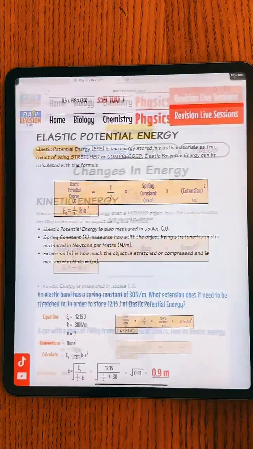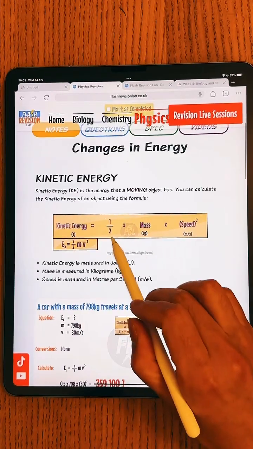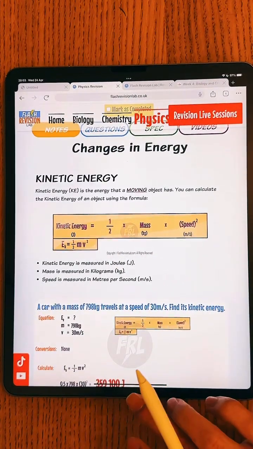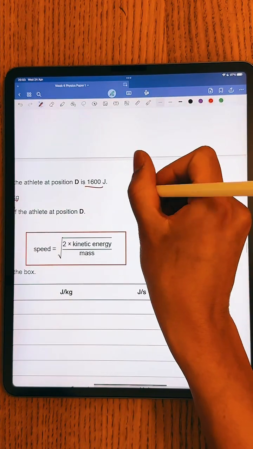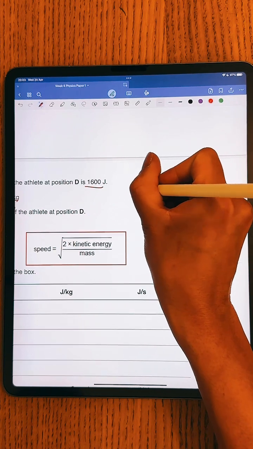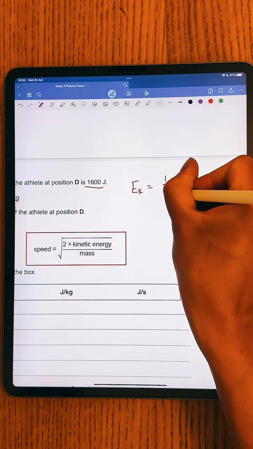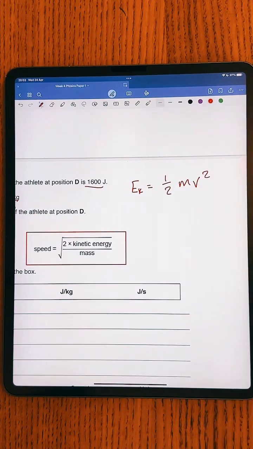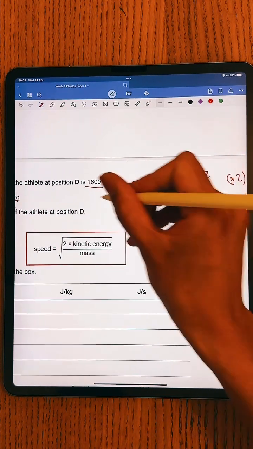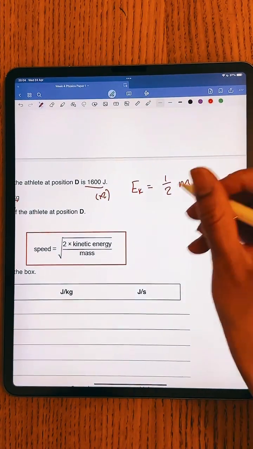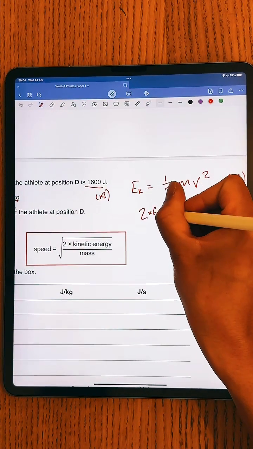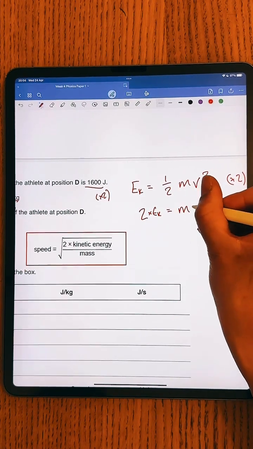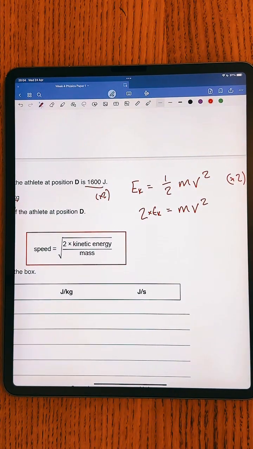Okay, so the equation for kinetic energy is half mv squared. Okay, half times mass times speed squared. So I'm just going to rearrange this so you guys know how to rearrange it. So kinetic energy is equal to half times m times v squared. Let's get rid of the half first. So we'll times both sides by 2. So that's going to make it 2 times kinetic energy is equal to mv squared. So we've removed the half now.